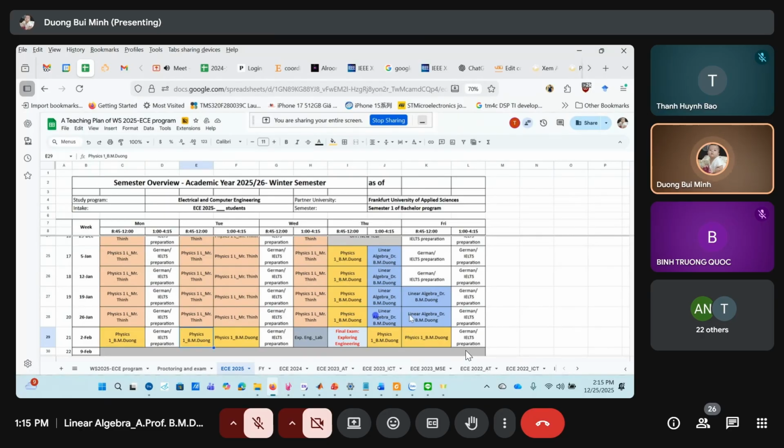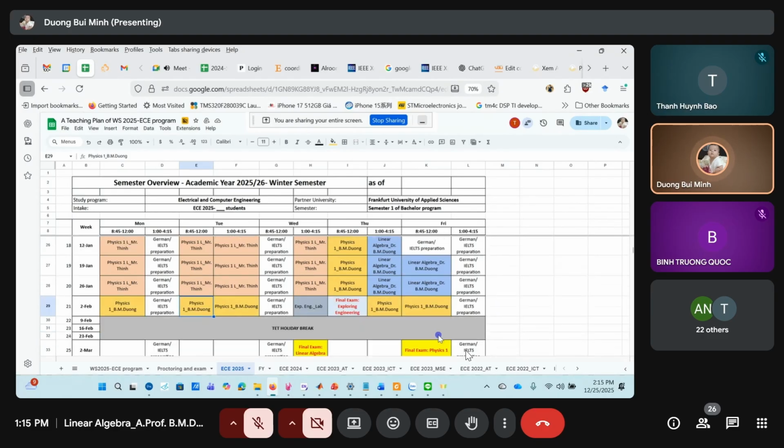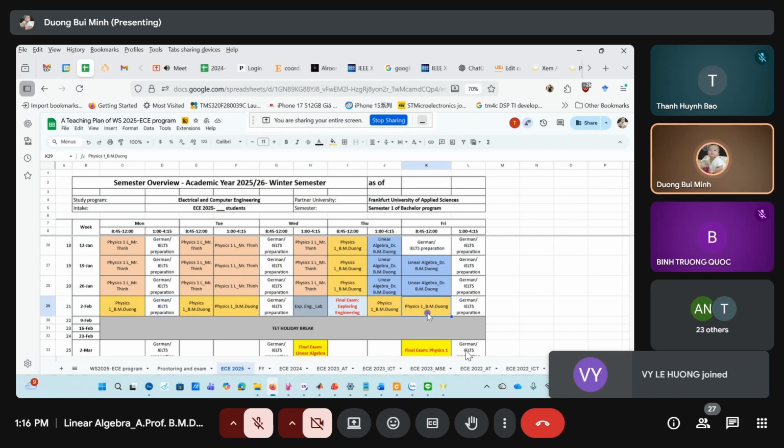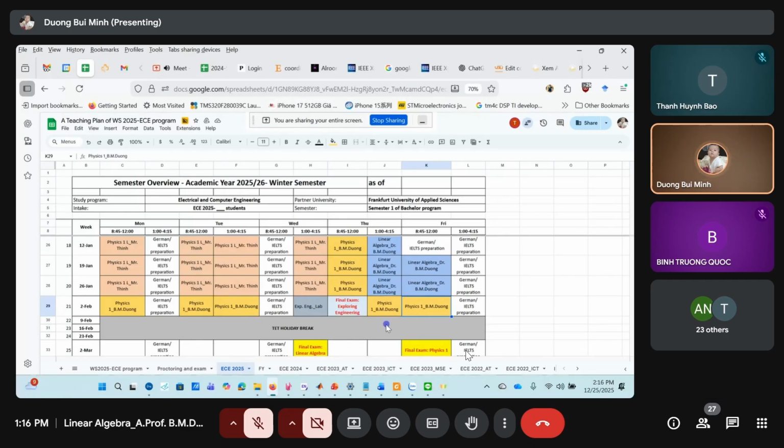Okay, so anyway, we hope we can finish linear algebra and physics 1 here by the 6th of February at the latest. Of course, we have some backup classes here.